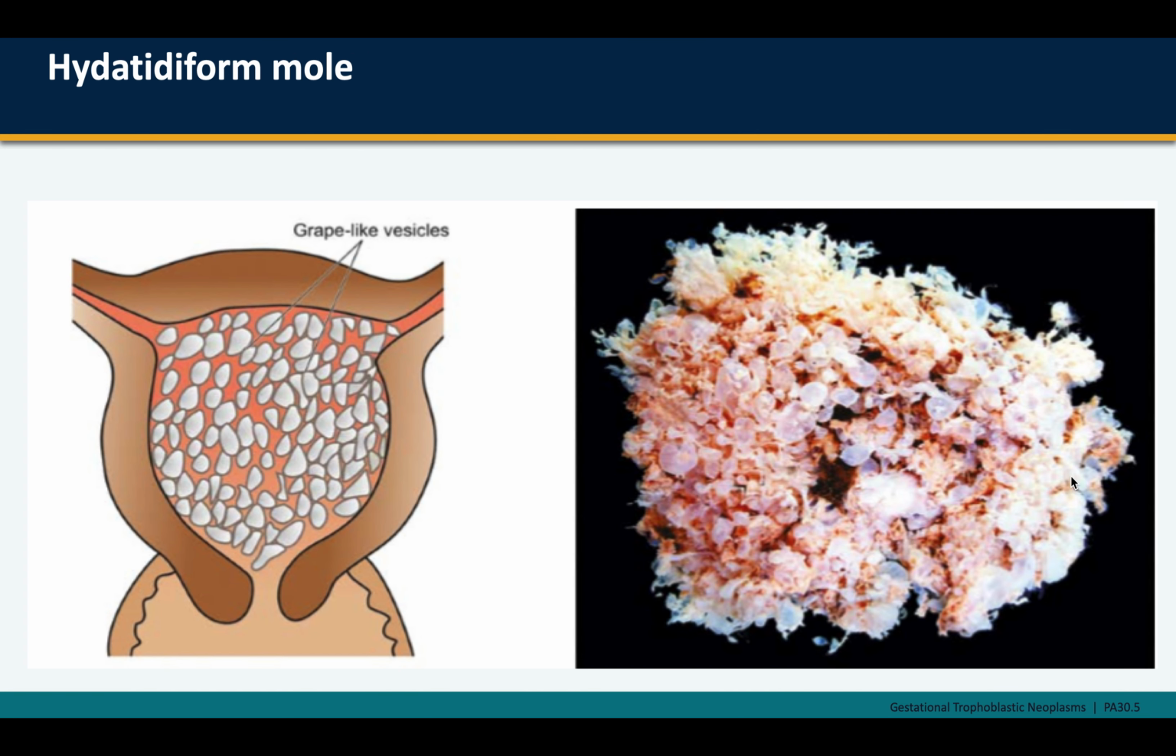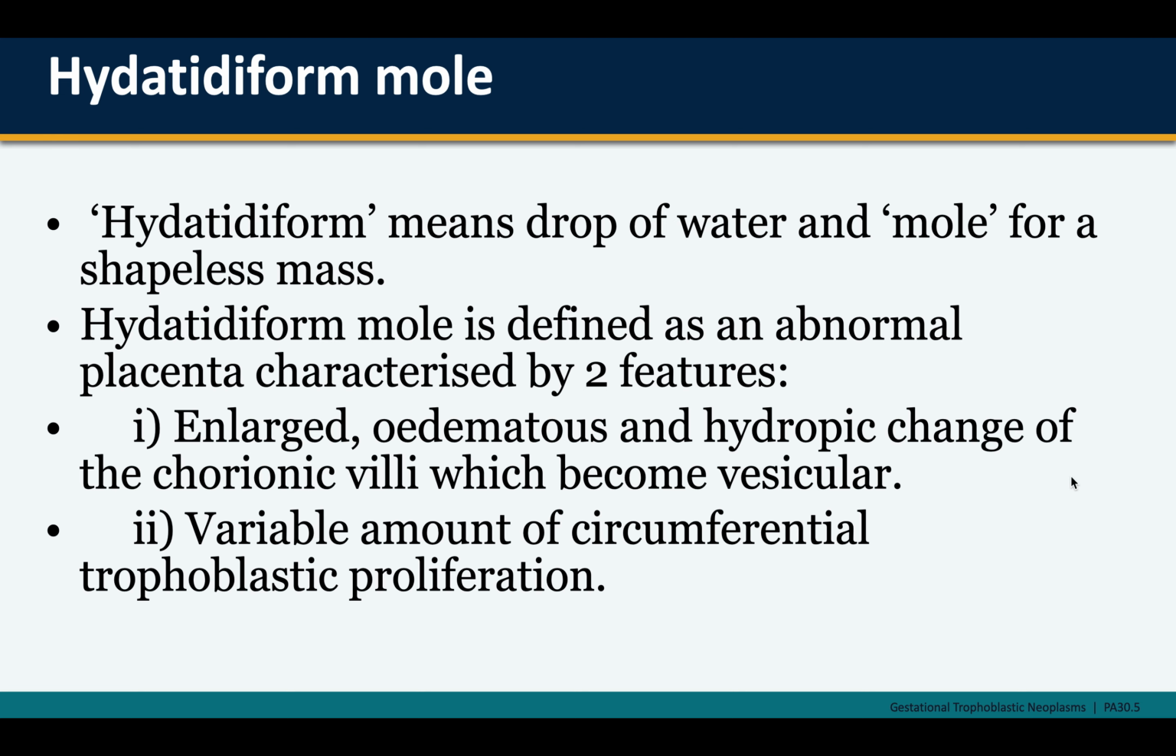Let's discuss firstly the hydatidiform mole, also known as H mole. If you see a normal placenta, it has a smooth surface, and it has cotyledons present on it. Here you can see a fuzzy placenta. It contains something like vesicles. If you see over here, there are clear vesicles present. So this is a defining feature of H mole. Hydatidiform means drop of water and mole means a shapeless mass. So this is the meaning of hydatidiform mole.